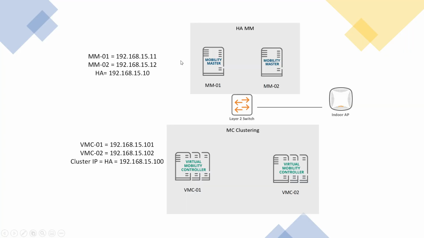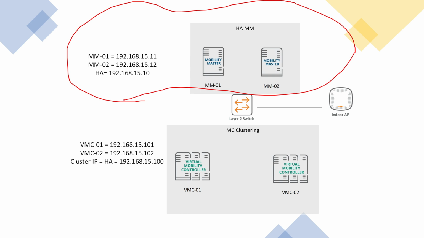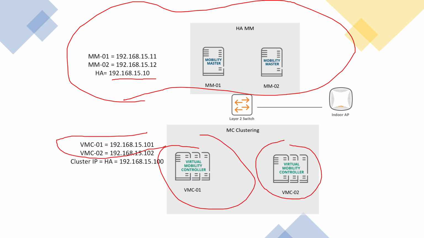Once again, for the newcomers, this is my existing lab that I'm working on, and in part 1 of the video I went over creating the MMs, and these are the IPs. This is my HA address, the VRRP address for this pair of mobility masters, and these are my virtual mobility controllers that I just installed, VMC01 IPs and 02 IPs with an HA address. Just to follow this up before I continue configuring my mobility controllers to connect with the mobility masters.